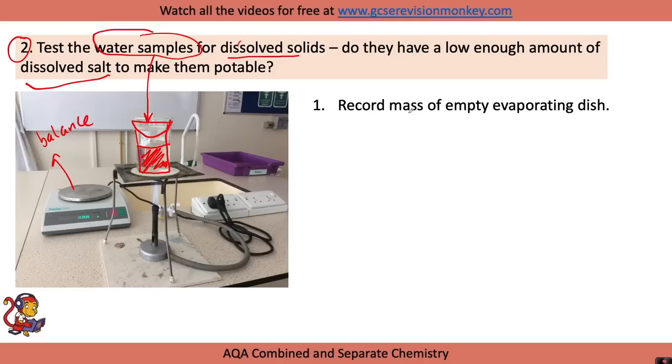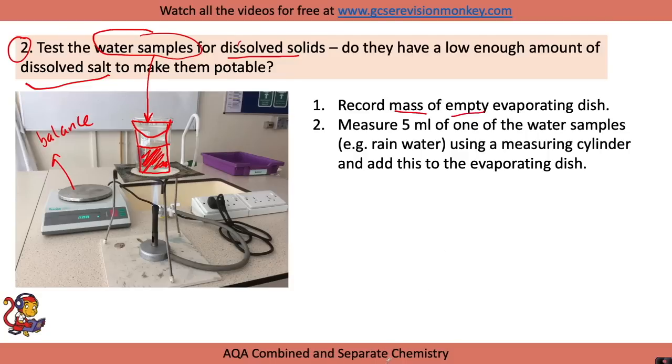So the method for this, we are testing to see if this water sample has dissolved solids in it. So we're going to record the mass, hence the balance, of an empty evaporating dish. We are then going to measure 5 millilitres of one of the water samples, for example rainwater, using a measuring cylinder, and add this to the evaporating dish. So we pop our small amount of water in our evaporating dish like so.